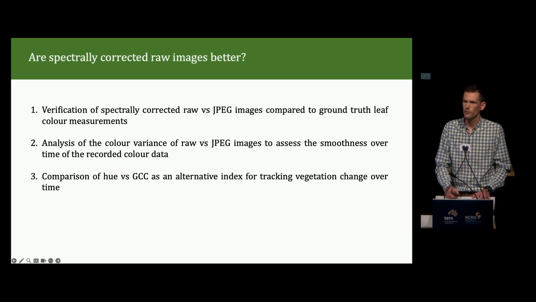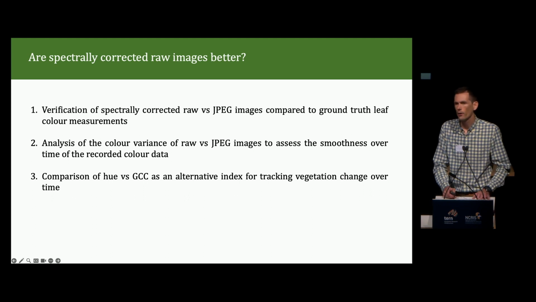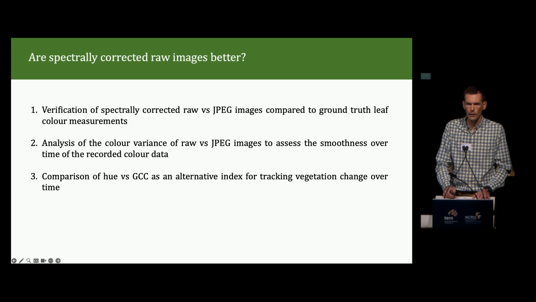So my research question was, are spectrally corrected raw images better than JPEG images? To test this, first I verified raw versus JPEG images using ground truth measurements, then analysed the variance over time of the colour data between the two image formats. And then, as an alternative to GCC, I tested hue as an alternative index.